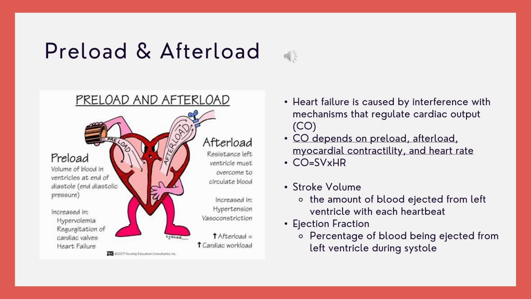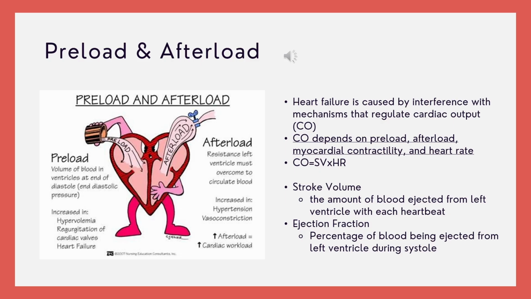All right, so first, to fully understand heart failure and what's going on with heart failure, we need to break down cardiac output and the two critical factors that influence it, and that is preload and afterload. So heart failure occurs whenever there is an interference with the mechanisms that regulate cardiac output. Cardiac output is the total volume of blood that's pumped by the heart in a full minute. It's determined by the formula cardiac output equals stroke volume times the heart rate. Now, stroke volume refers to the amount of blood that's ejected from the left ventricle with each heartbeat.